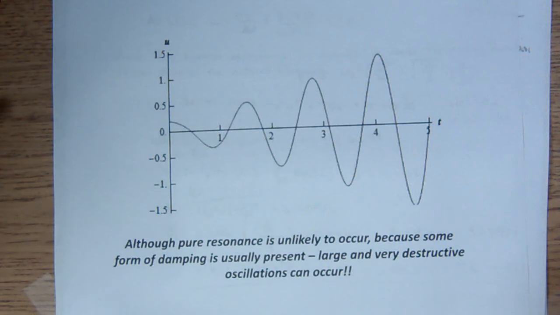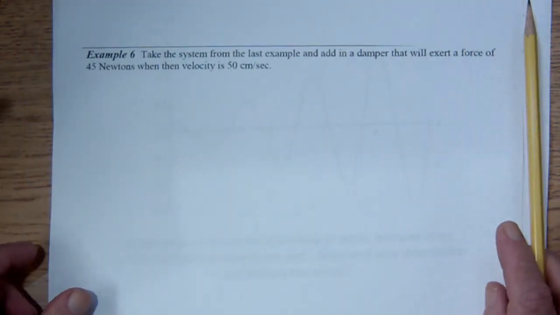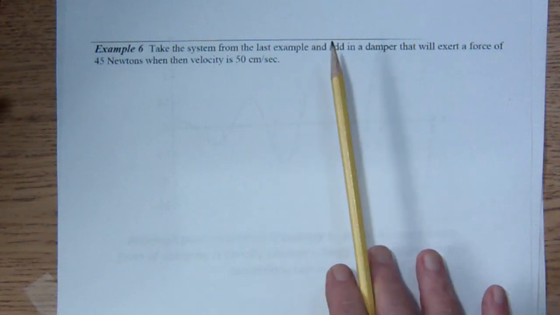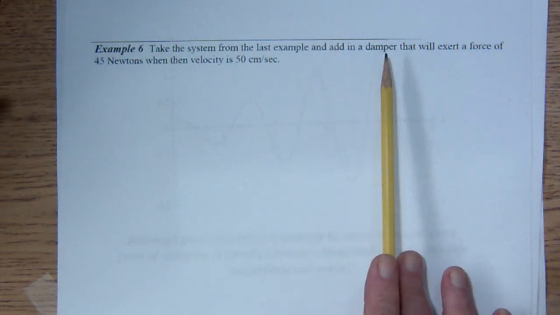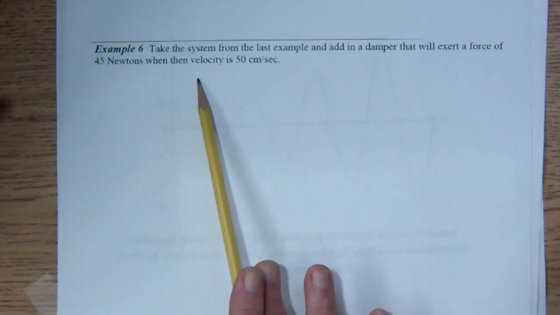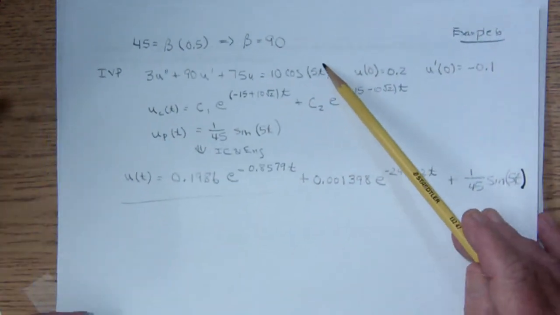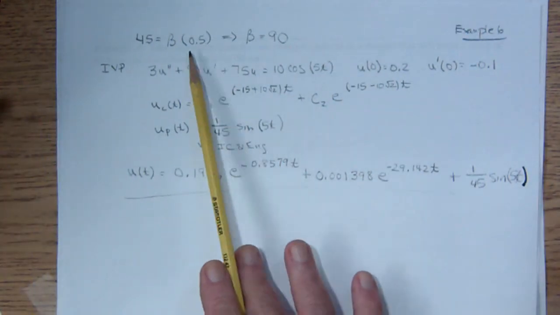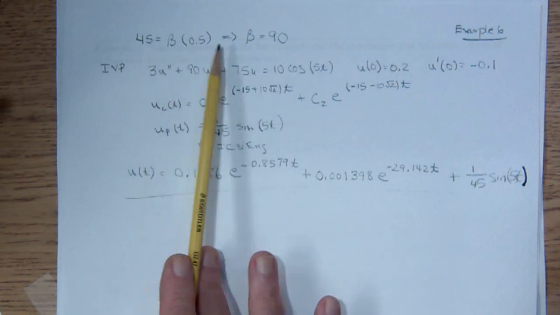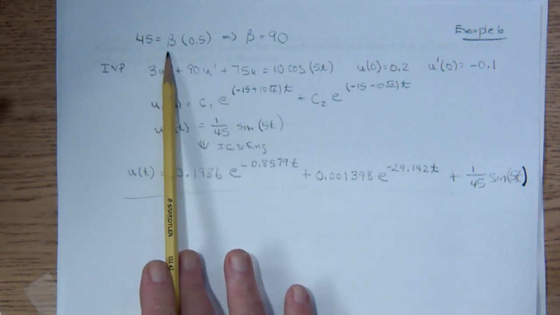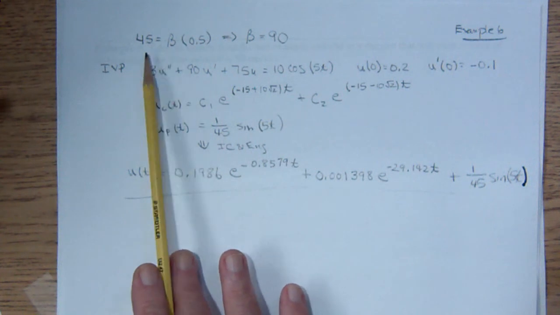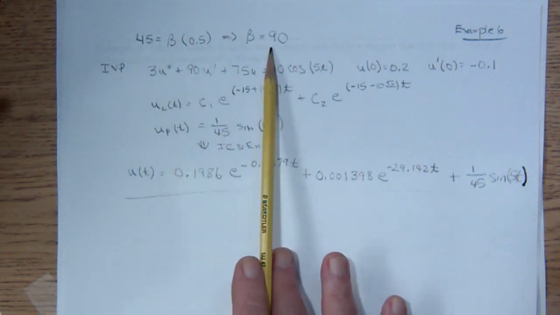Let's look at one final example, and in this one we're going to take the system from the last example, but now we are going to put in a damper, and the damper that we're putting in will exert a force of 45 newtons when the velocity is 50 centimeters per second. Okay, so we will look at this. Notice that we're paying attention to the fact that it's 50 centimeters and that was newtons. You have to worry about the units and powers of 10 just a little bit, but you're going to get that beta is equal to 90.